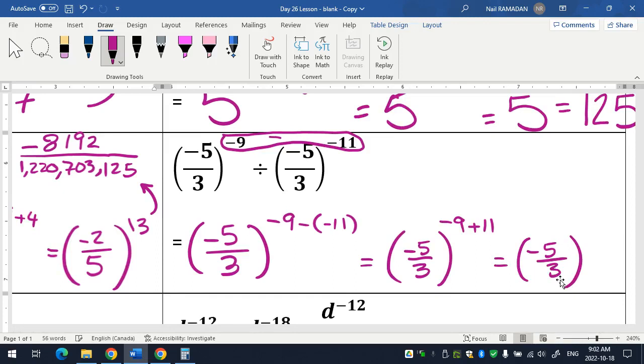What's minus 9 plus 11? Just 2. Hey, that's not so bad. So what does this become? Negative, yep, negative 5 over 2.